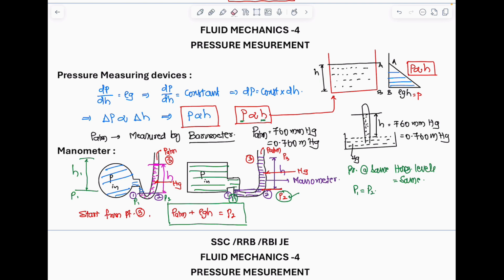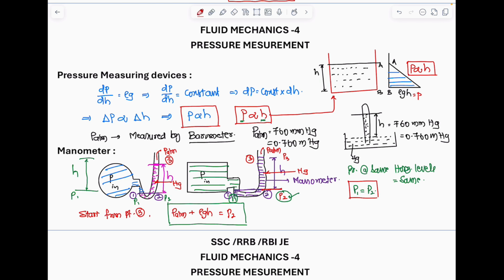Hence, P1 is equal to P2. H is the same, so P1 is equal to P2. This is very important: P1 is equal to P2 because height is the same. P is directly proportional to H.